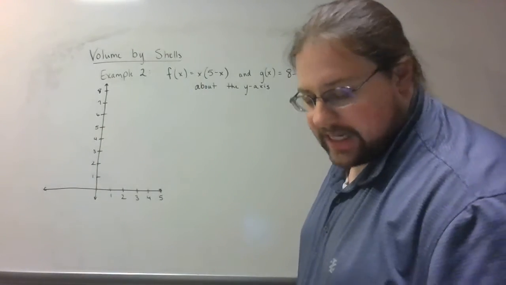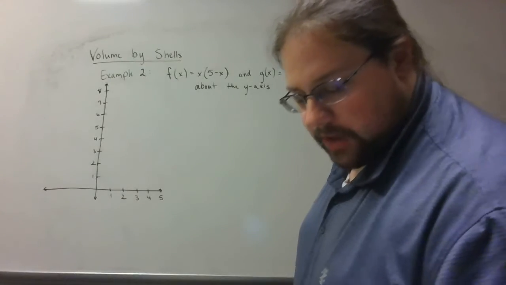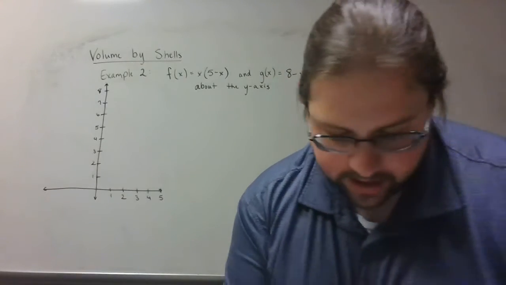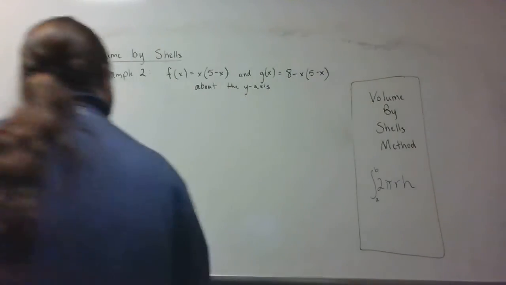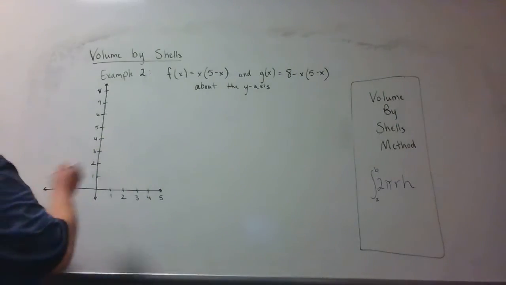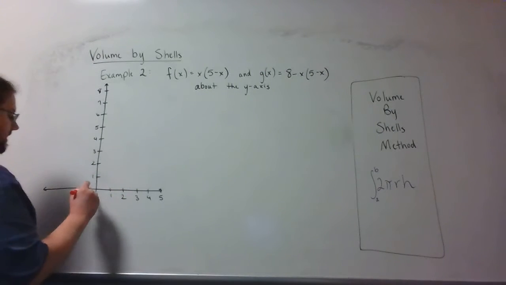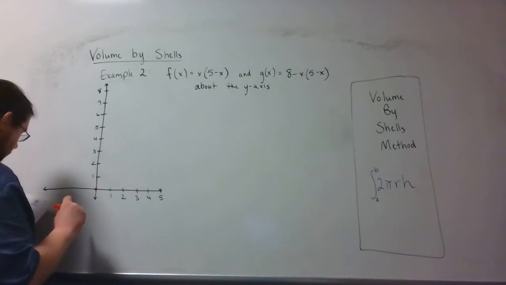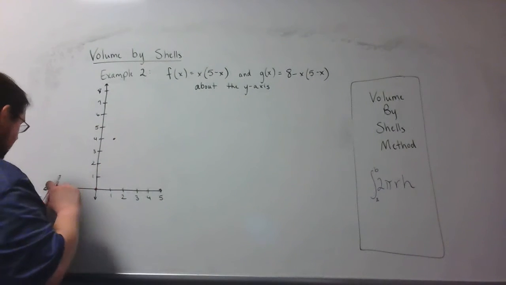So what I went ahead and did was I picked both of those graphs and plugged in the numbers to see what happens. I'm going to try to draw them in a couple of different colors. Let's see. This f of x equals x times 5 minus x. I'm going to go ahead and draw that in red. If you plug in 0, you get 0. If you plug in 1, you get 4. It's a nice big parabola coming up.